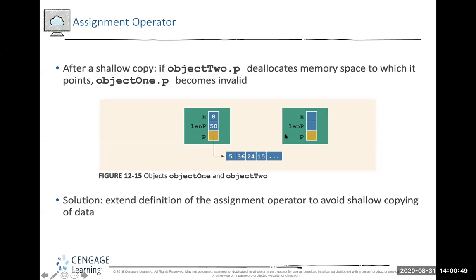As we explained previously, this is object 2 with another pointer here, but it points to the same content that the P variable in object 1 points to. So if you don't want that behavior, and typically that's not what we want, then we need to customize that assignment behavior by customizing the assignment operator to avoid that shallow copying.